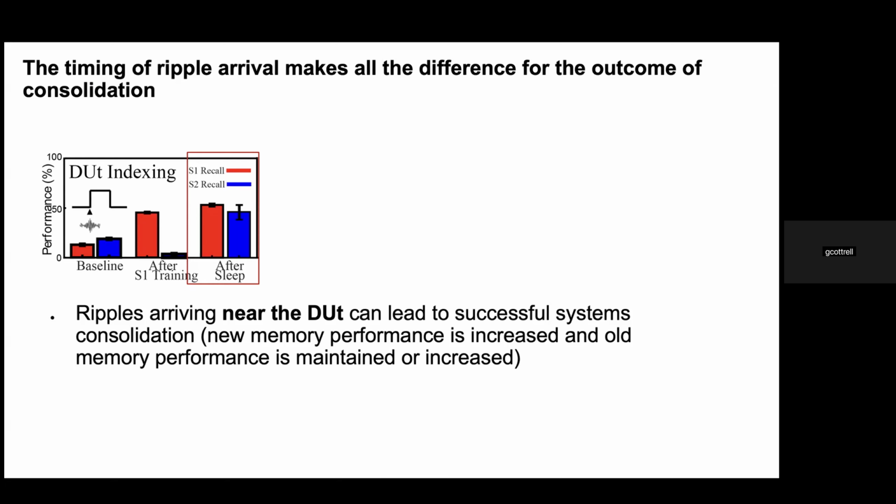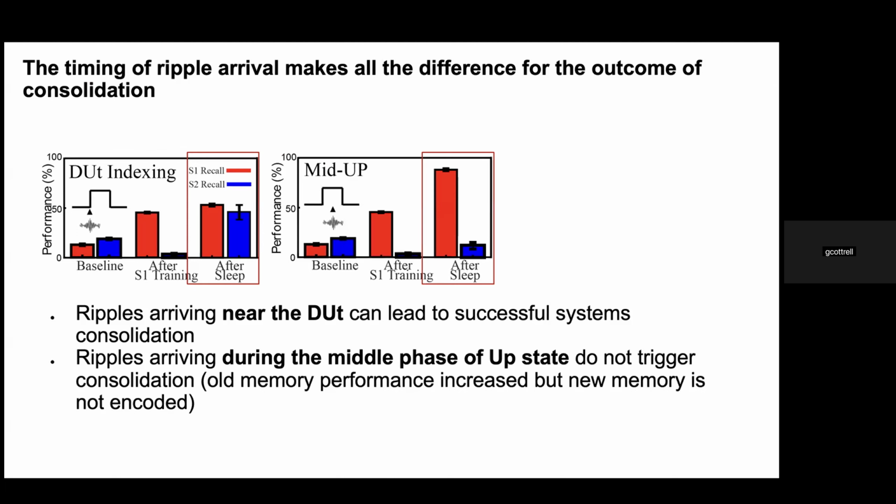Now we have a period of indexing of the new memory during sleep. And you can see that we have a great outcome. The old, familiar memory actually improved performance slightly, and the new memory, the blue one, gets a great gain in performance. So both of them improve. Now, what happens if we try to index the new memory in the middle of the up state? Again, the first two groups of bars are the same, but the third one now shows a very different result.